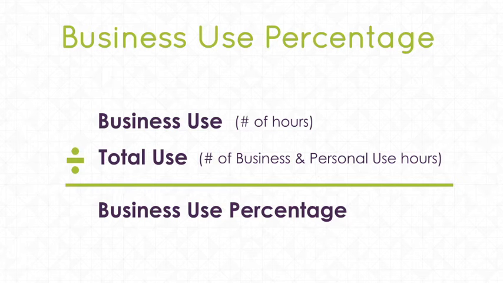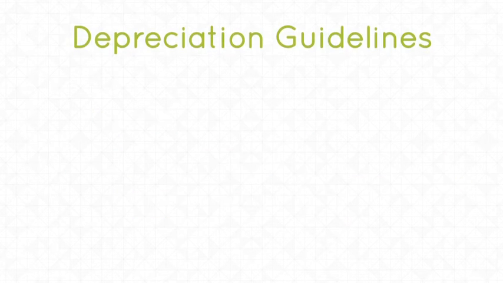Now, special rules apply if listed property assets are not used at least 50% or more for the business. Depreciation expense is calculated using specific guidelines for different types of assets based on different aspects of how you use the assets. Now, don't glaze over, but I want to introduce the names of a few methods of depreciation, just so you're familiar and have heard these names before.